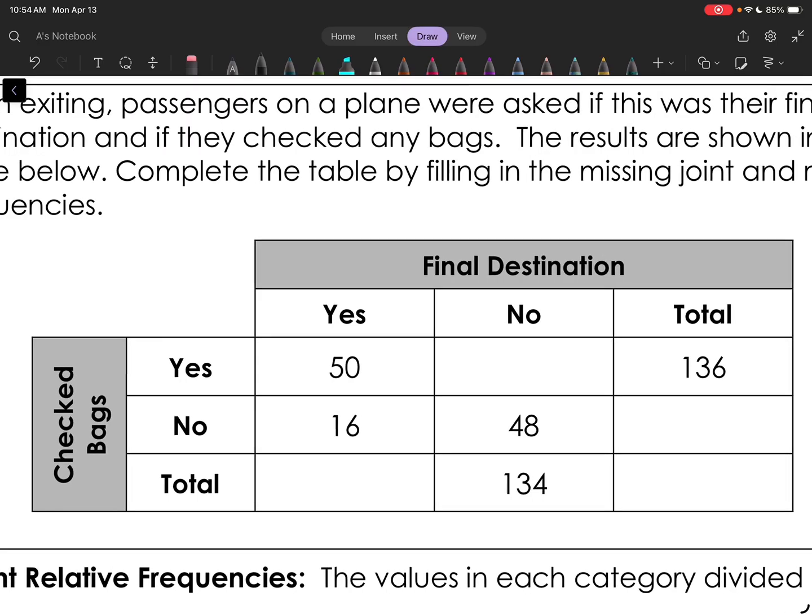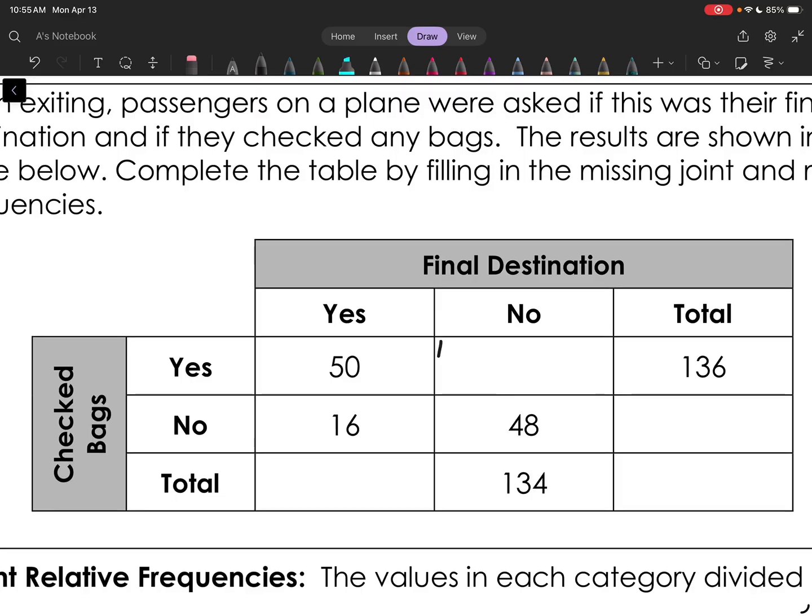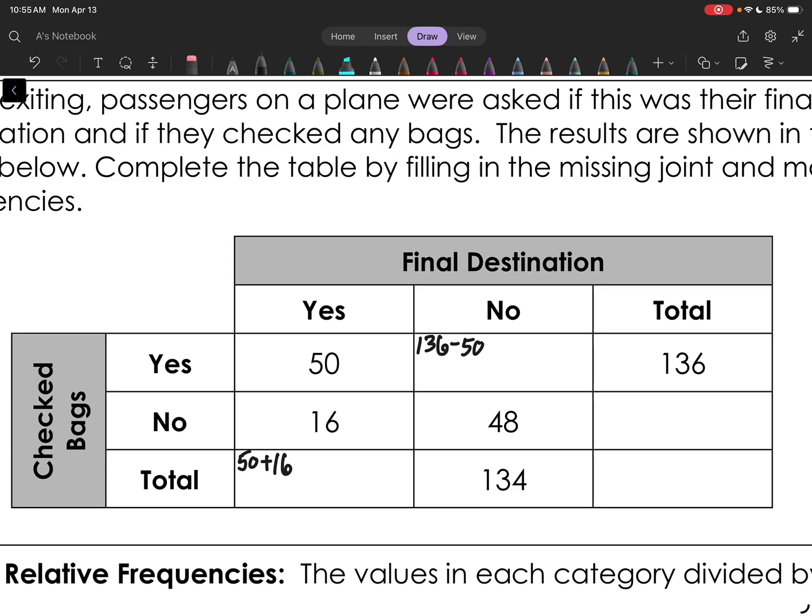All right. For this table, I have checked bags as my rows and the final destination as my columns. So for checked bags, a total of 136 people said they did check bags and 50 said it was their final destination. So to fill in this blank, I'm going to do 136 minus 50. To fill in the bottom left blank, which is the yes, it is our final destination total, it is 50 plus 16. To fill in the checked bags, not at all, so the right row, second row, I'm going to do 16 plus 48.